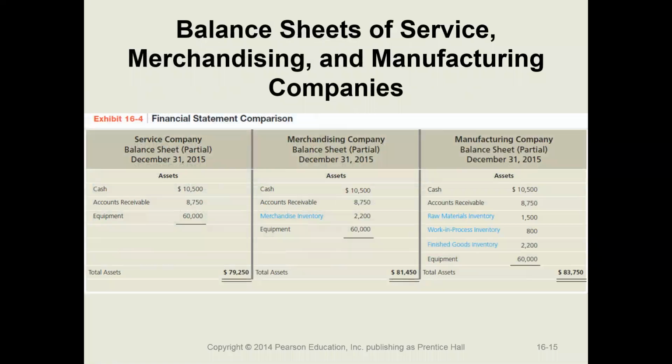Okay, balance sheet. Notice with respect to inventory, service companies don't have any inventory. Merchandising companies only have one type of inventory, that's merchandise inventory. Again, inventory that they bought that is going to be sold. And manufacturing companies have three different kinds of inventory: raw materials inventory, work in process inventory, and finished goods inventory.